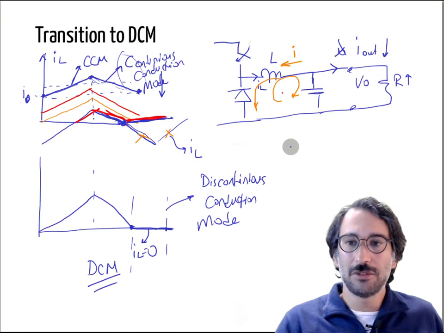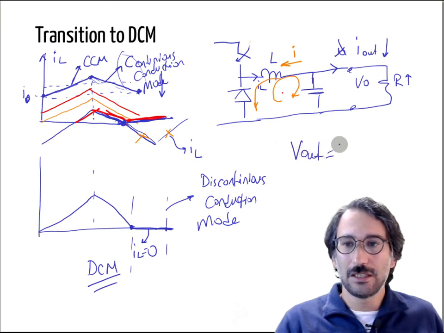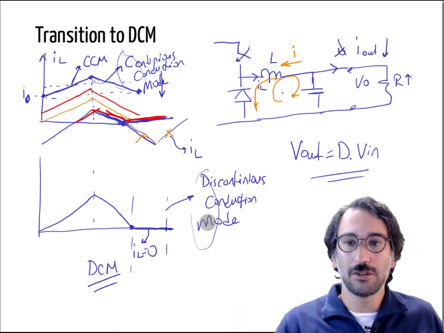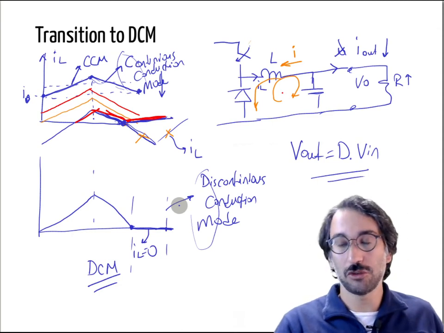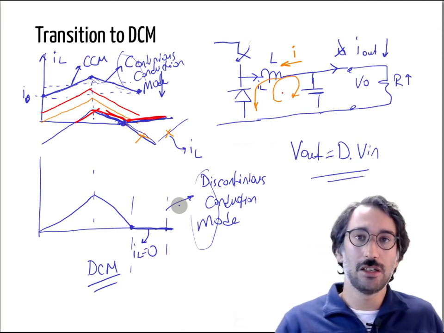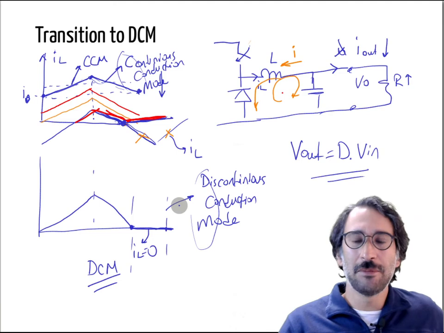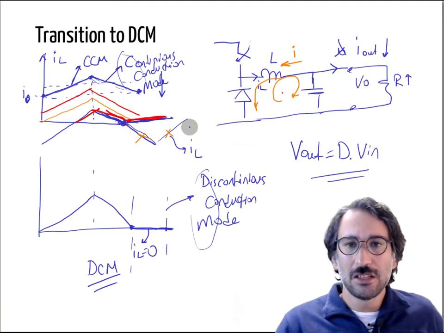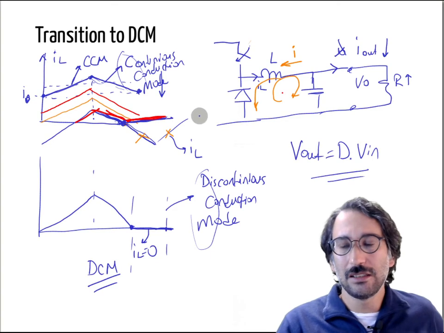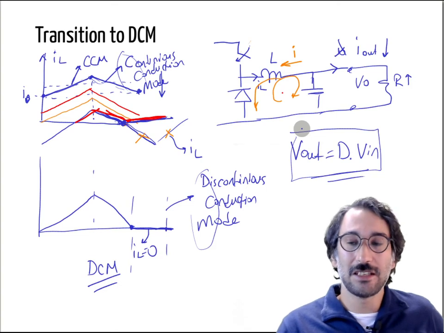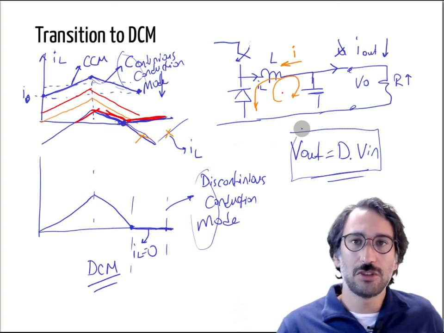And the previous derivation, where we said V out is equal to D times V in, is only valid for continuous conduction mode of operation. There are some converters which can operate in DCM, or even prefer to operate in discontinuous conduction mode, because if it is designed properly, DCM can result in higher efficiencies. Again, it's not a bad thing, but we need to at least understand that transition because our output voltage equation changes.